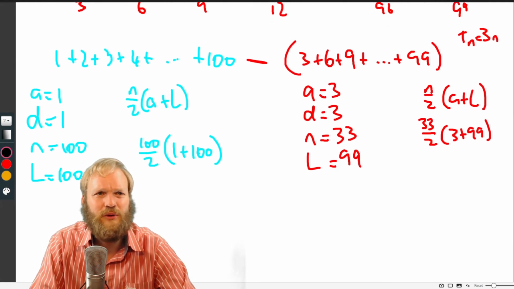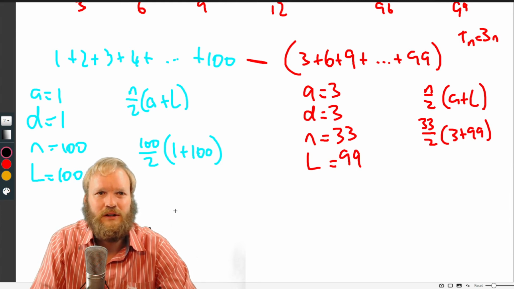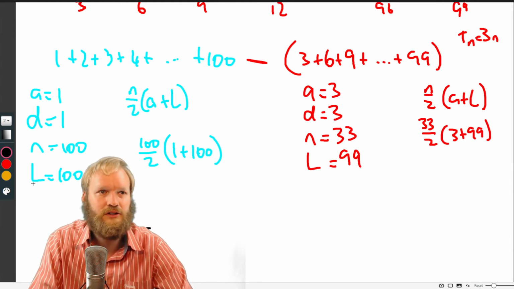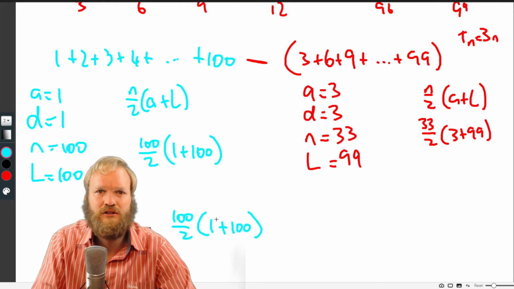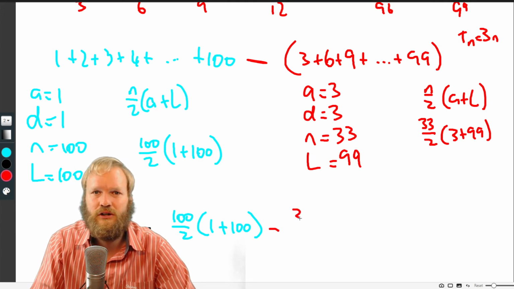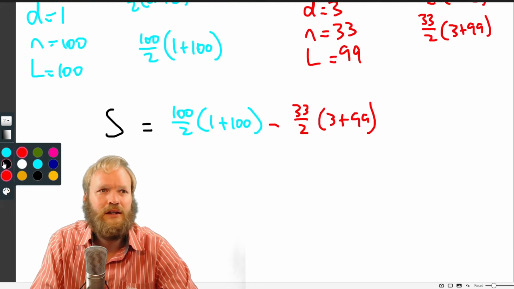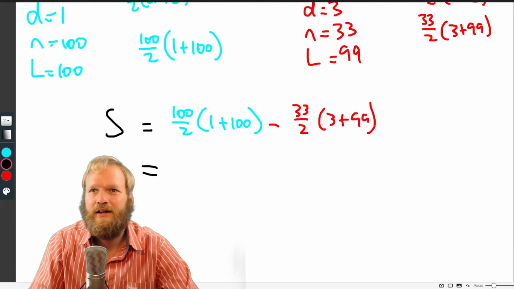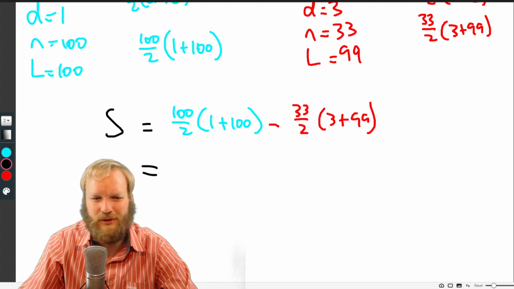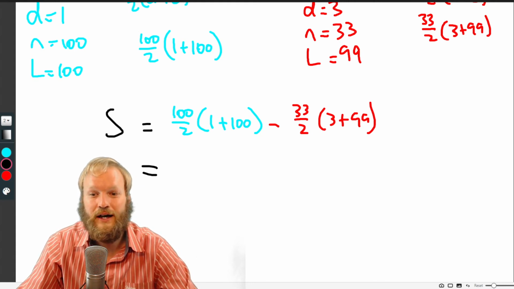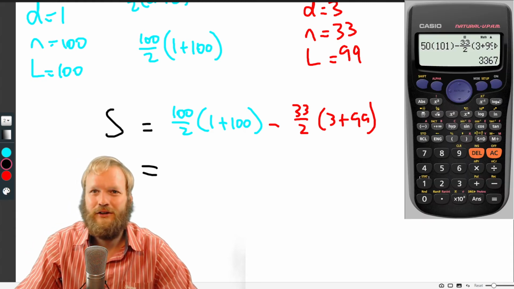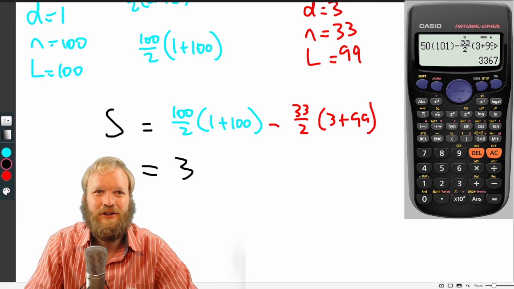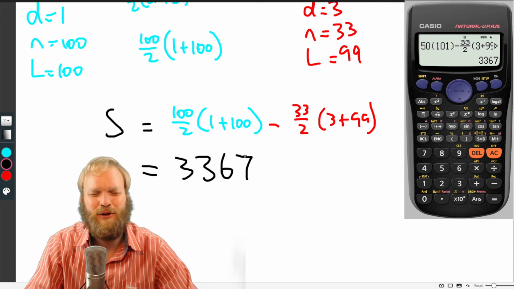So our final one, let me just show it. Our sum is, let's do it nicely here, 100 over 2 times (1 plus 100), and we need to subtract all those multiples of 3. Plug that into our calculator, get some sort of answer. I'll be back with the answer once you've put it in. And what do we get? 3367. I hope that you got something similar to that. Well, actually exactly the same.